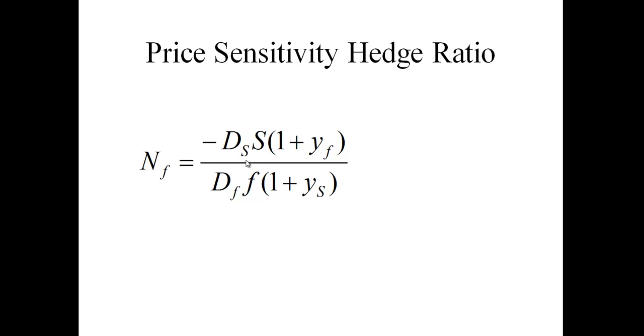And here's the formula. The formula says that the number of futures contracts, what we call the hedge ratio, and this is called a price sensitivity hedge ratio. There are a number of different hedge ratios, and I'll do a couple others in different tutorials, is the duration of the spot times the spot price times 1 plus the yield on the futures. Okay, that's correct. This should be futures, not spot. Divided by the duration of the futures contract times the futures price times 1 plus the yield on the spot.